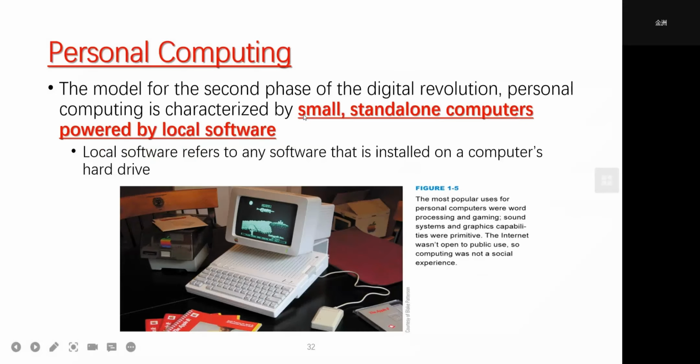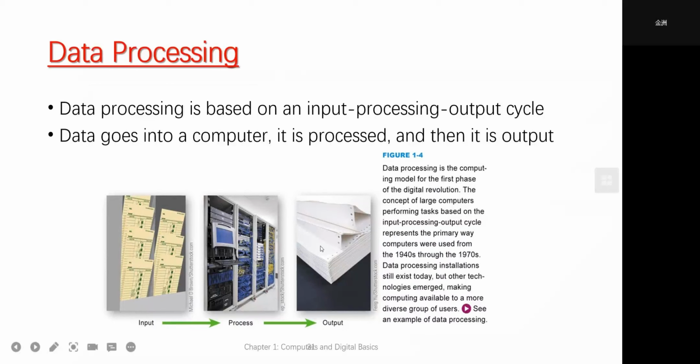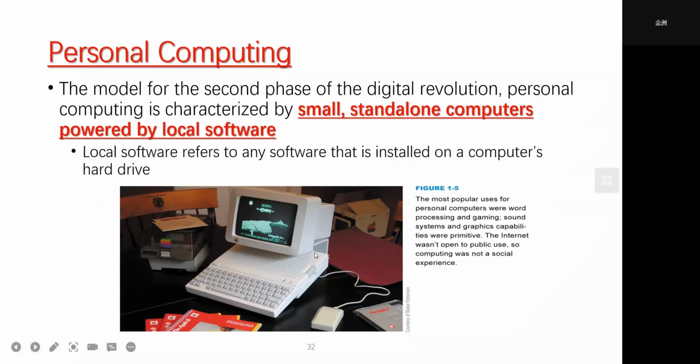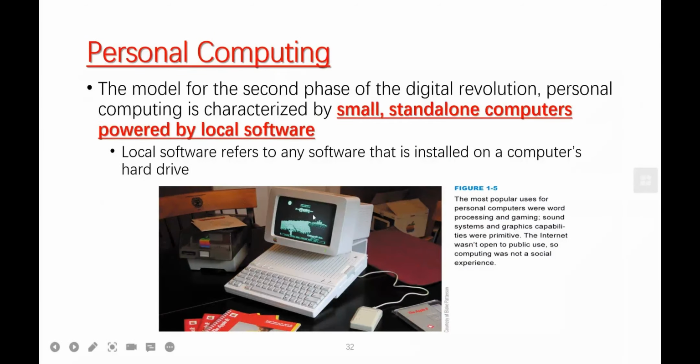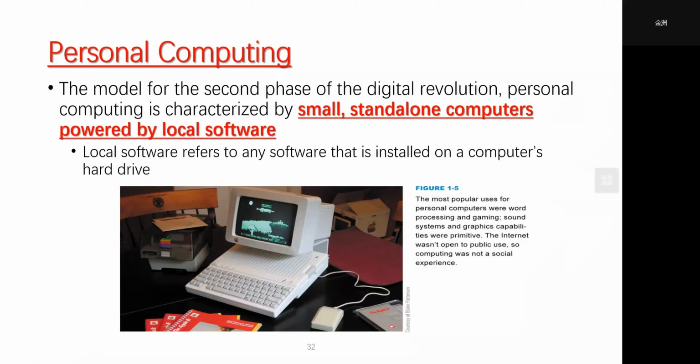And then it developed to the second stage, personal computing. You can see here, the computer from the very beginning is like this, the first stage, and then it developed like this. So the most popular uses for personal computers at that time were word processing and gaming. And at that time, the internet was not open to public use. So computing was not a social experience. It's standalone, by yourself in your home.